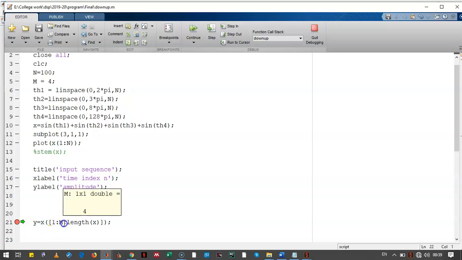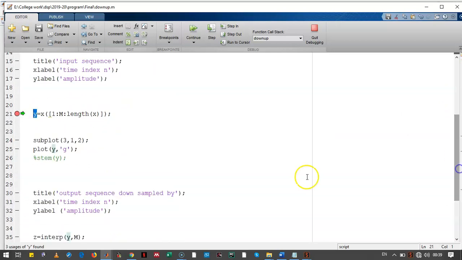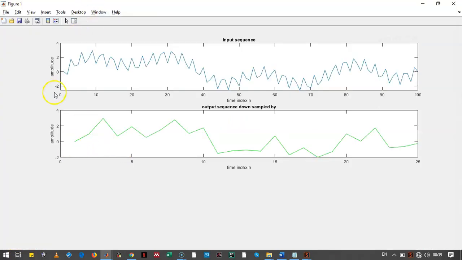In this stage, we had decimated the signal X. We had taken every four samples from X and we had taken in the Y. So Y is a decimated signal of X. We have plotted that. Let's see how the output looks like. Here you can see that intermediate samples are removed. The high frequency components are actually removed in this and it will look like this.